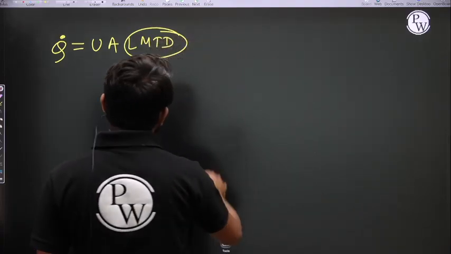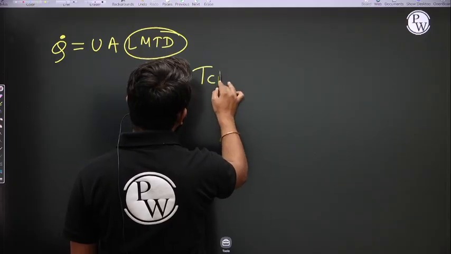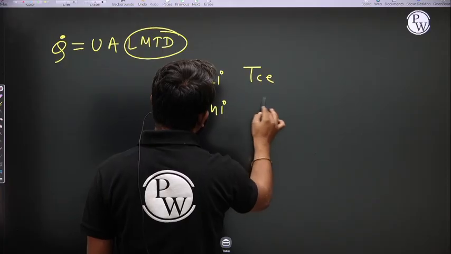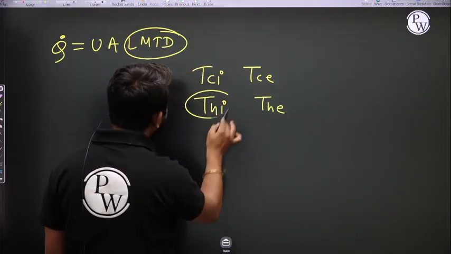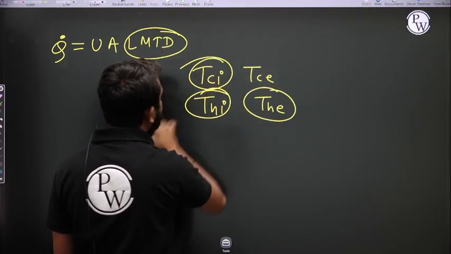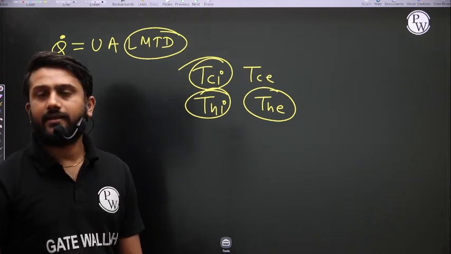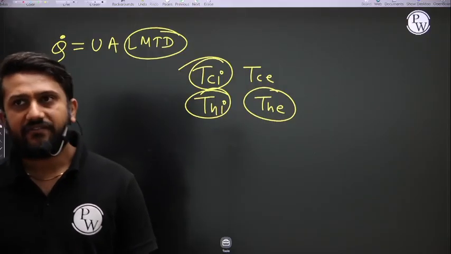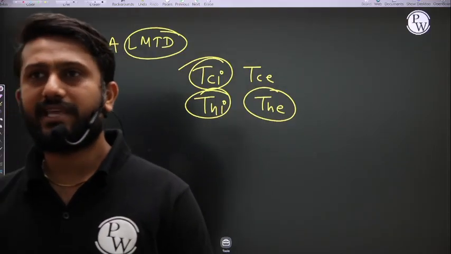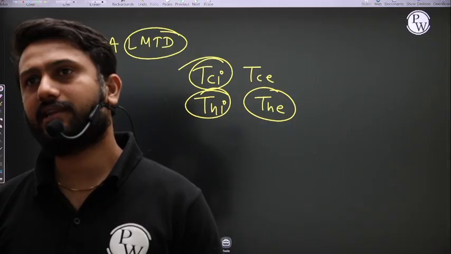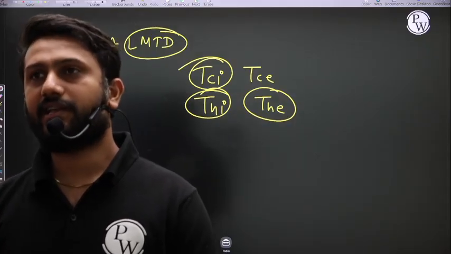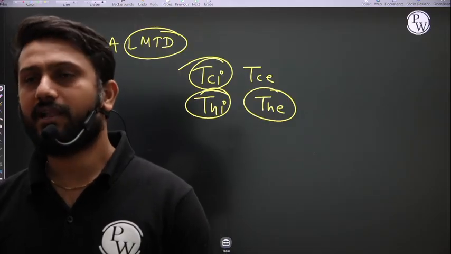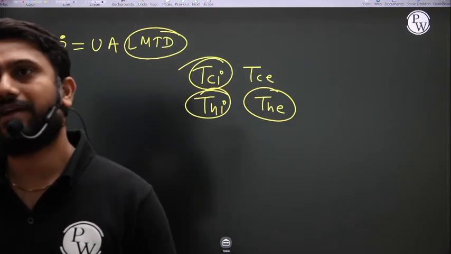So let us assume TCI, TCE, THI, THE. This is given, this is given, this is given, right? TCE, meaning the cold fluid exit temperature, is not given. You can find out the cold fluid exit temperature by using the energy balance. Heat capacity rates are given, so you can find the exit temperature of the cold fluid using the energy balance. Yes, we can find out, sir.